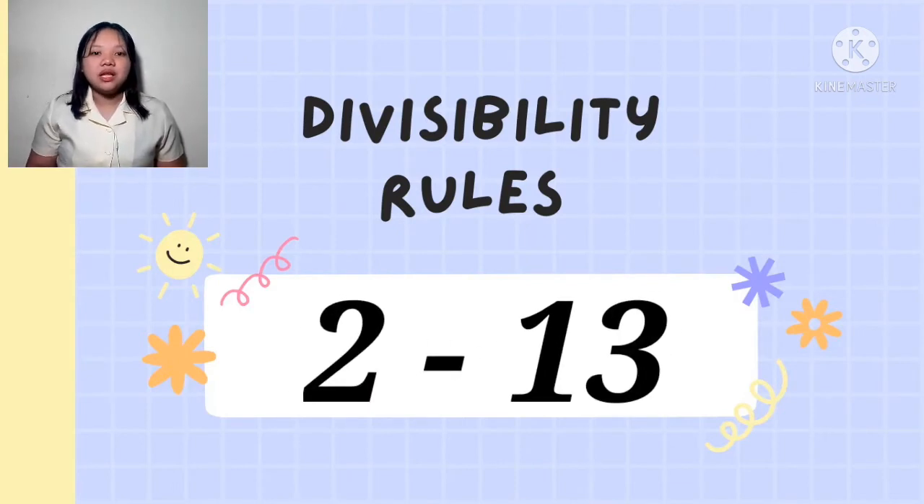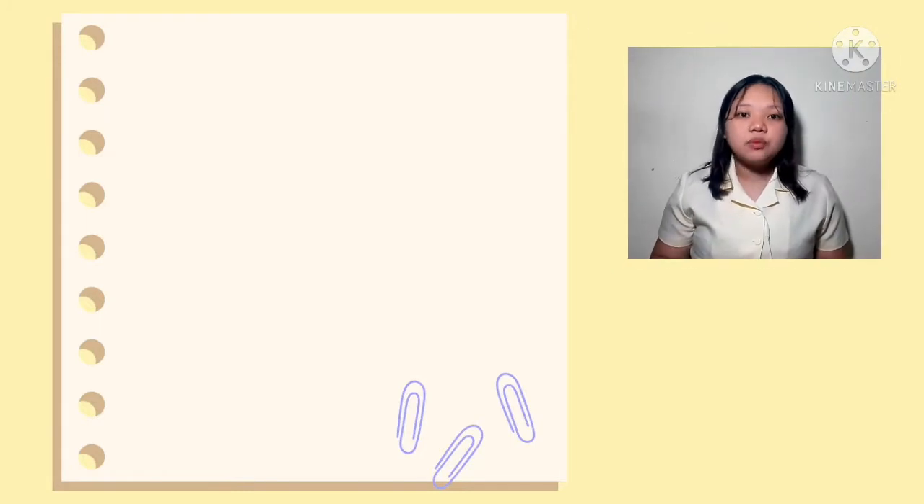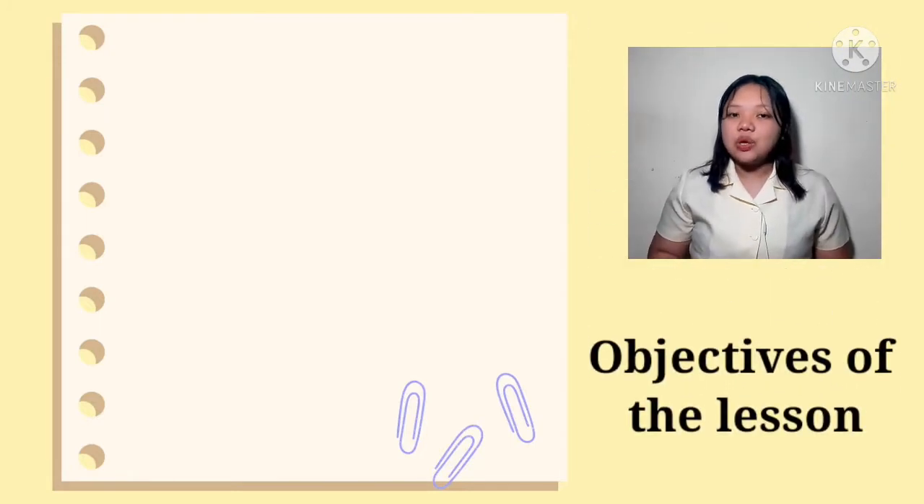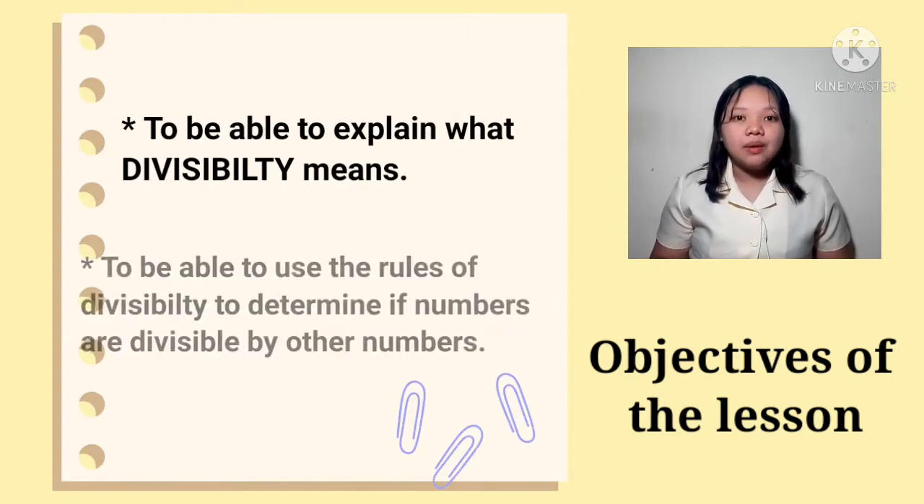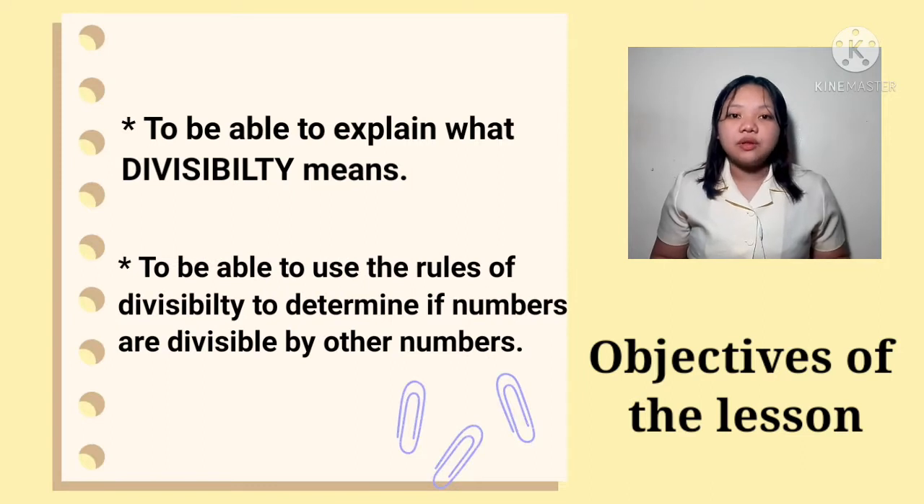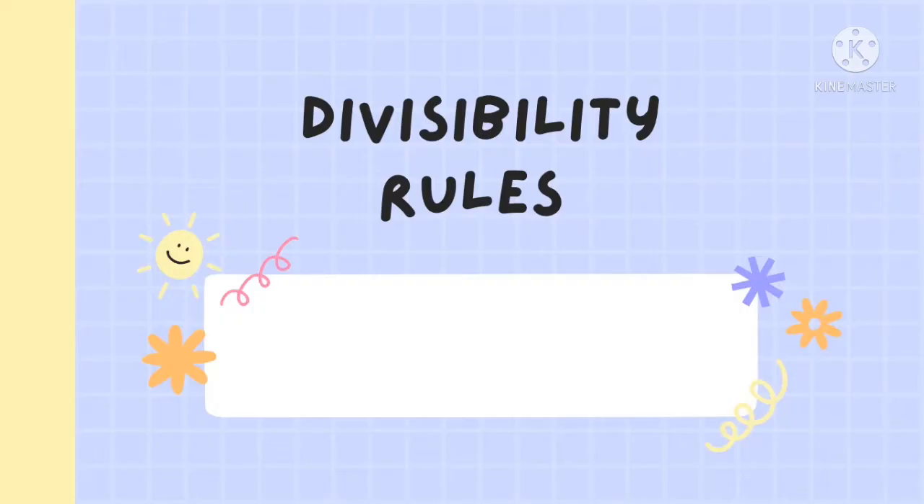So to begin with, let us first identify the objectives of this lesson. First, to be able to explain what divisibility means and also to be able to use the rules of divisibility to determine if a number is divisible by other numbers.